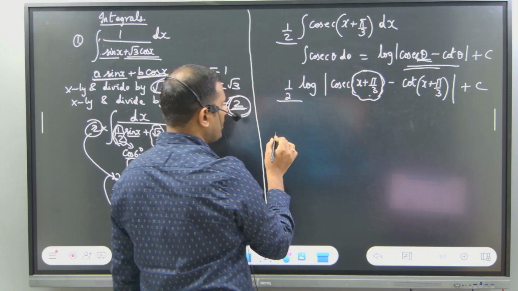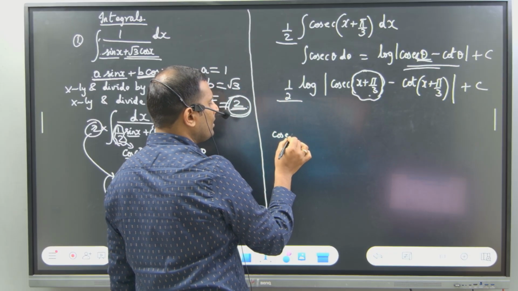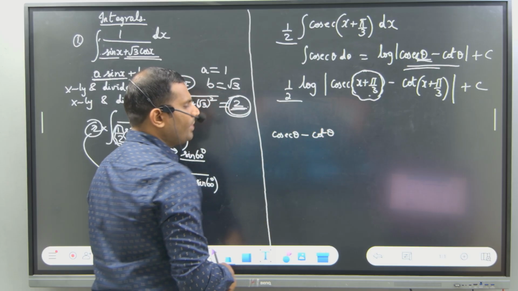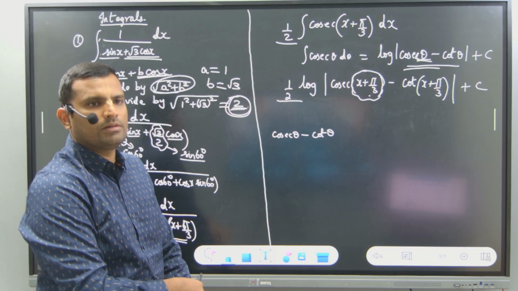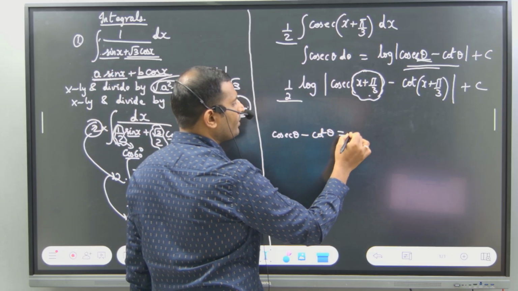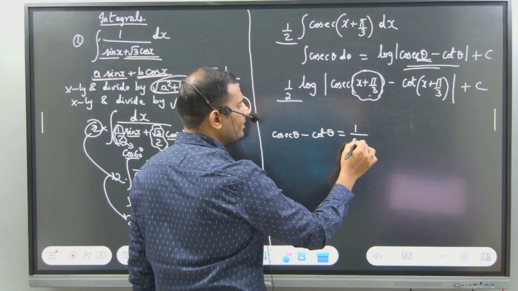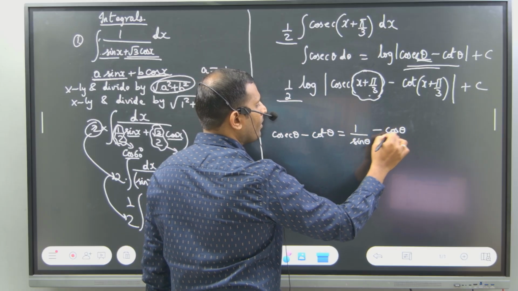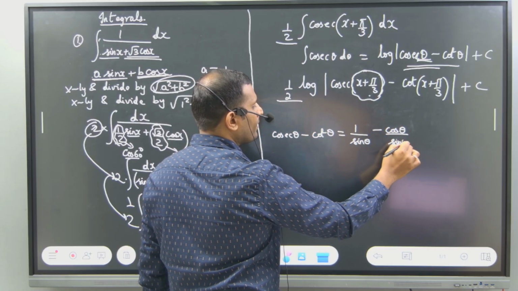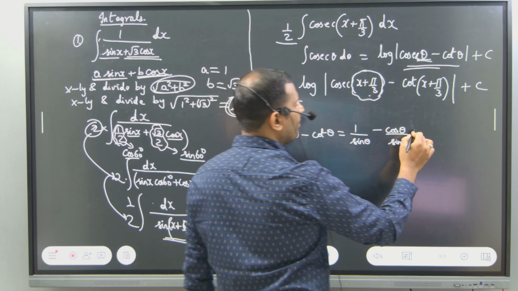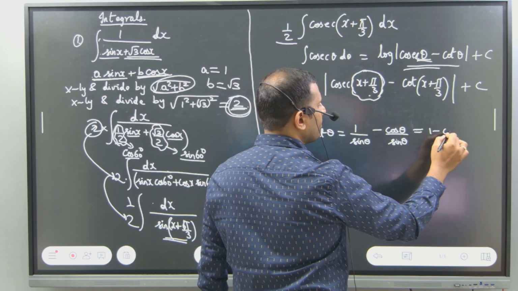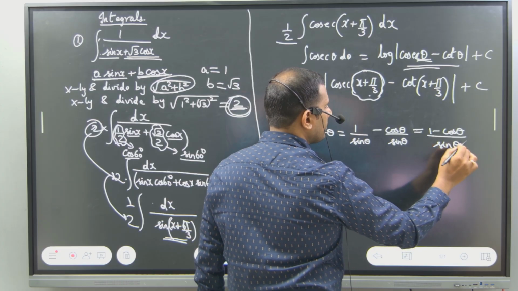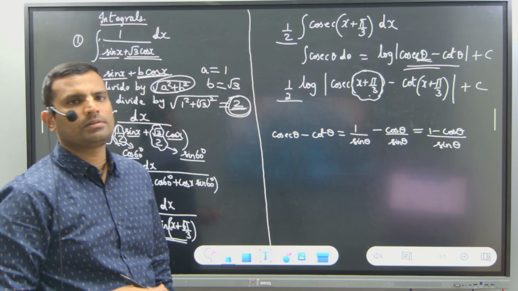Can you simplify cosecant theta minus cot theta? Cosecant means 1 by sine, and cot means cos by sine. So now the denominator is common, so can I write it as 1 minus cos theta by sin theta? Yes or no, students?